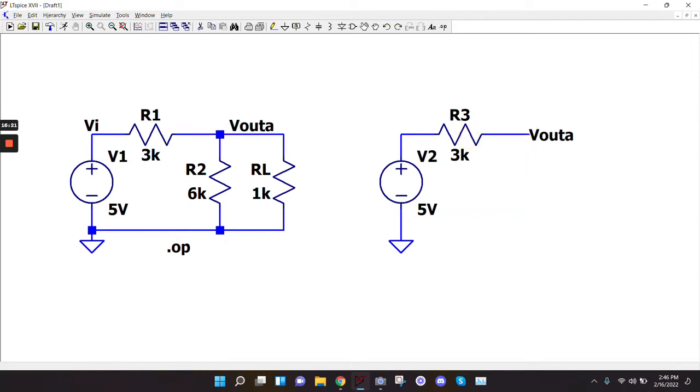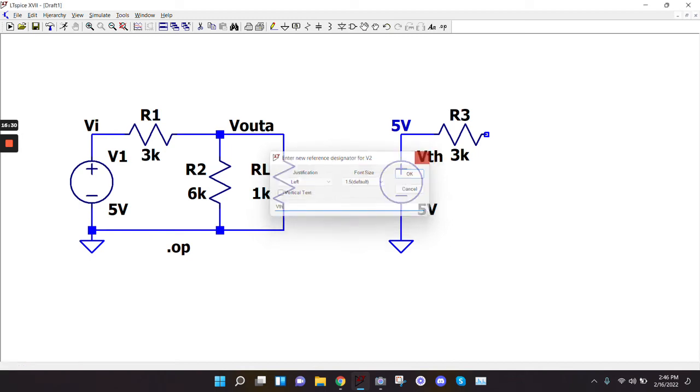Okay, so back on the farm, let me erase this. This is going to be my Thevenin voltage, so I'll call this source V Thevenin. And what did I calculate, 3.33?